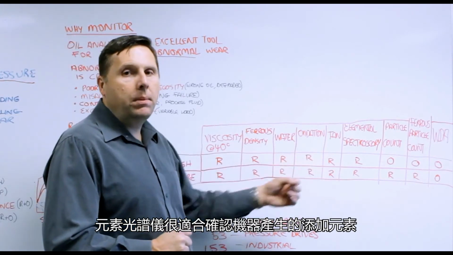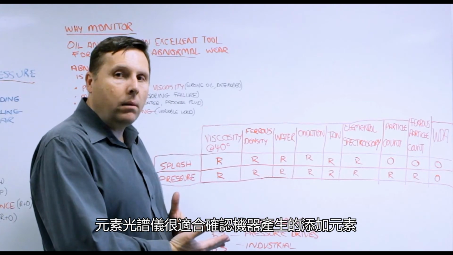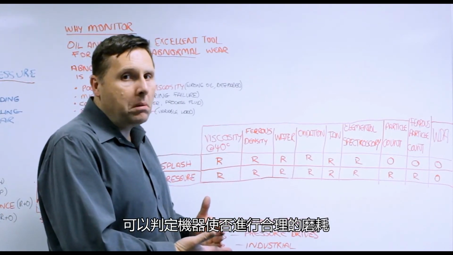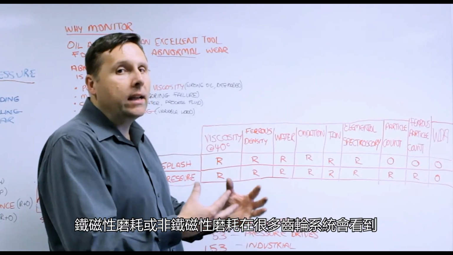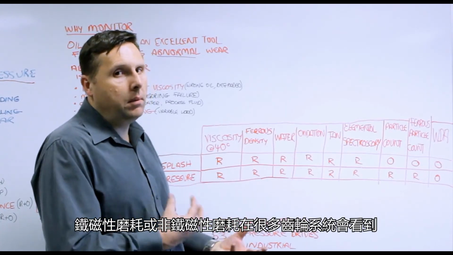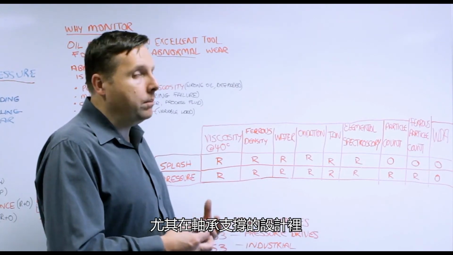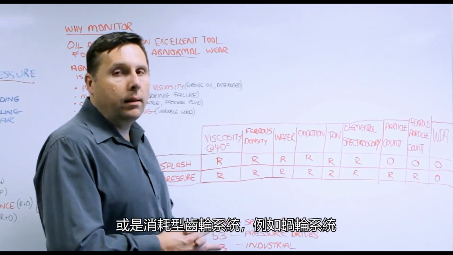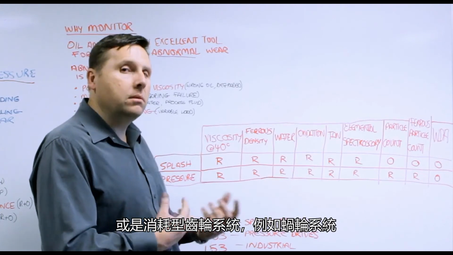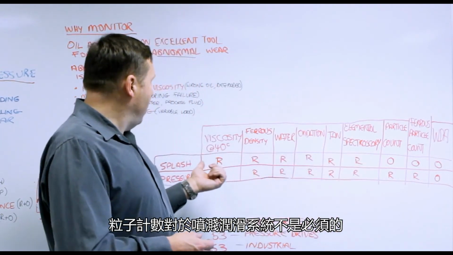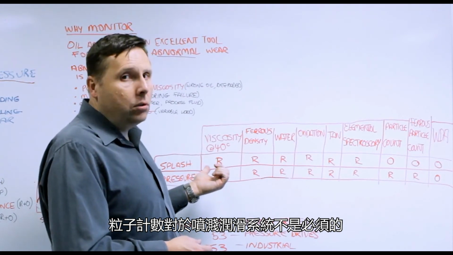Elemental spectroscopy is excellent for looking at the additive elements that are present, as well as the very fine wear that's being produced, ferrous wear, as well as the non-ferrous wear that can be common in a lot of gear systems, especially with bearing supports, as well as in sacrificial gear systems such as worm gears. Particle count, we say it's optional for splash lubrication systems.